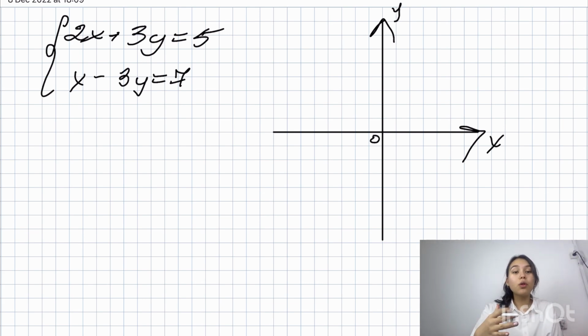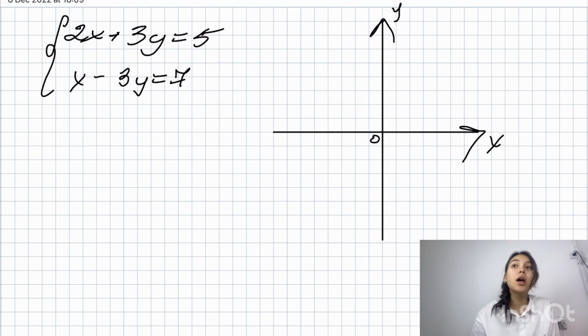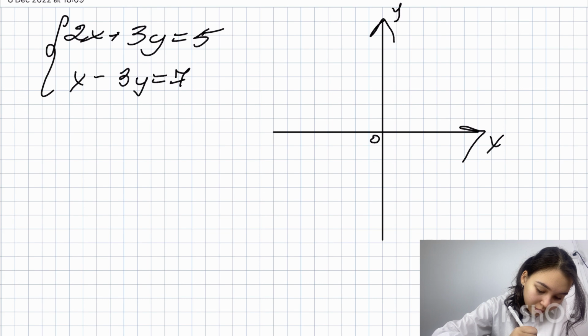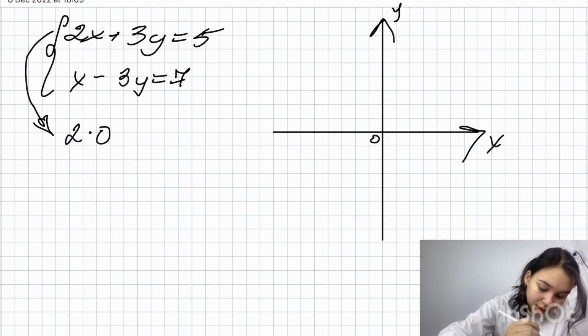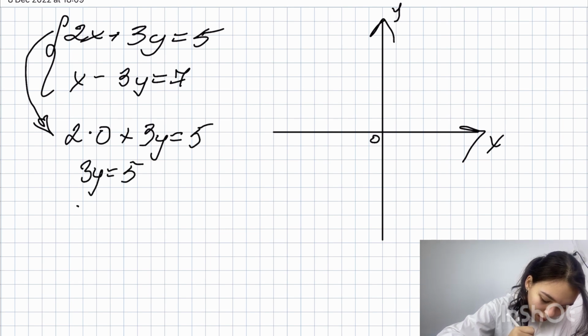So first of all, to draw something, we have to find the x-intercept and y-intercept. How do we do that? You know from the previous lessons that we have to set them equal to 0. So let's set x to 0 in the first one. 2 multiplied by 0 plus 3y is equal to 5. 3y is equal to 5. y is equal to 5 over 3.